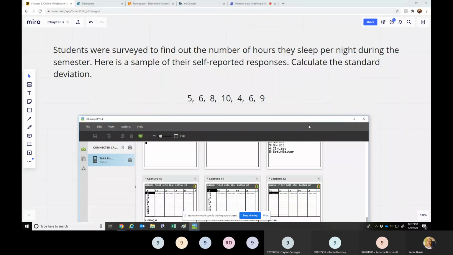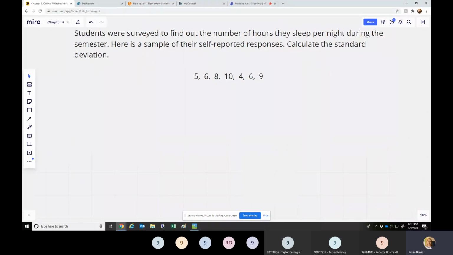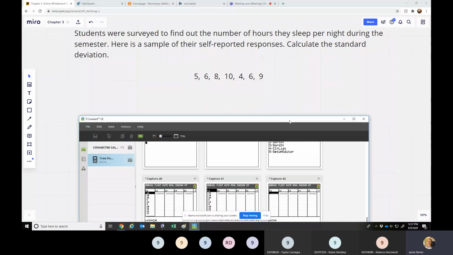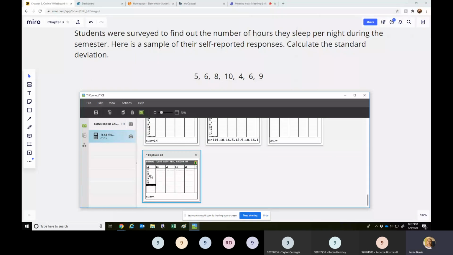All right, so this is what my screen looks like right now. I always try to look over my data before I go back to stat and over to calc, and make sure everything's in there correctly. So 5, 6, 8, 10, 4, 6, 9. Yeah, that looks right. All right, so back to stat, hit the stat button again.